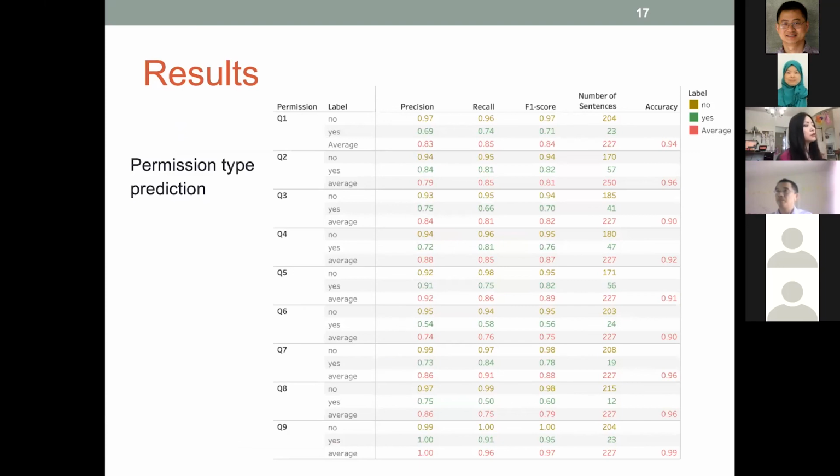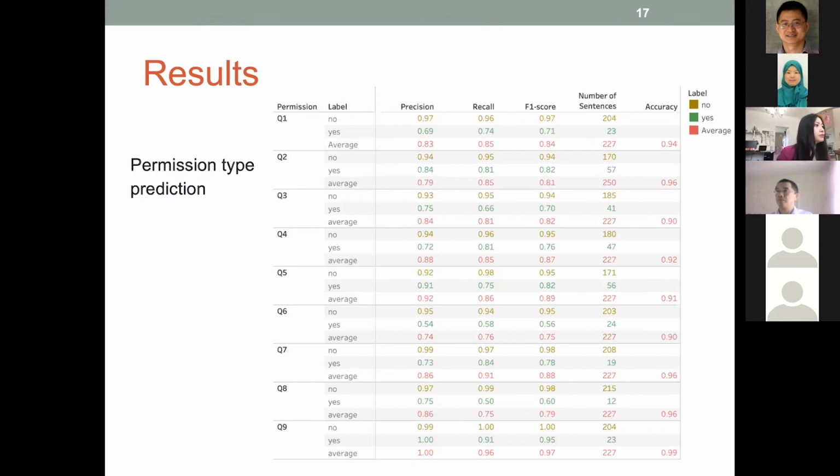And the overall accuracy of our model was quite high. As seen here, they're all over 90%, but the model performed well mostly on classifying whether a sentence is not a specific permission question, or the label no here, compared to the yes labels.